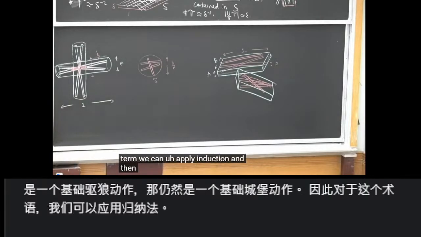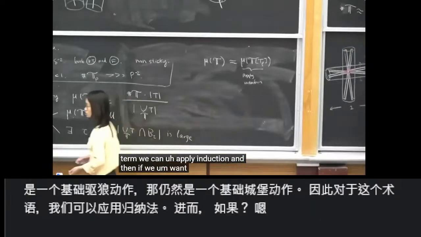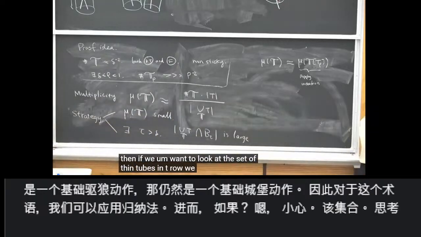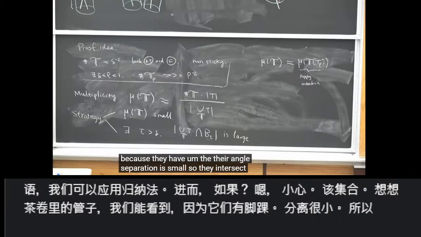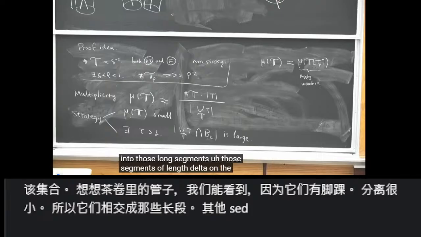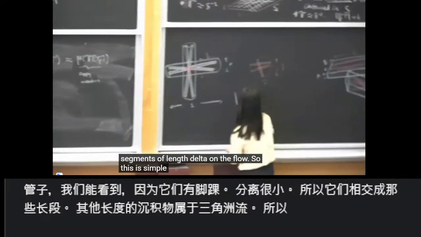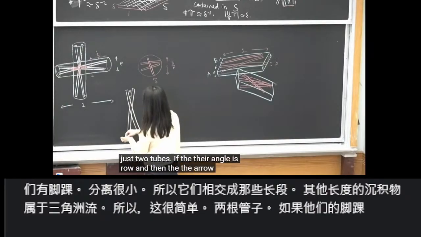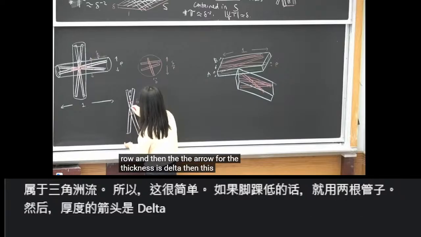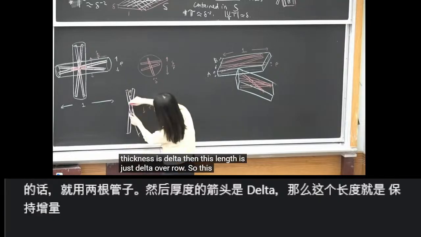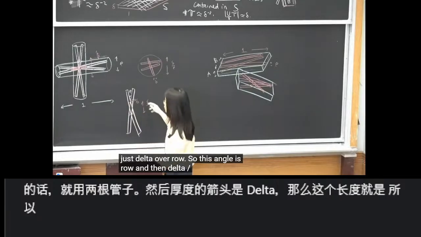And then if we look at the set of thin tubes in T rho, because their angle separation is small, they intersect in those long segments, those segments of length delta over rho. So this is simple, just 2 tubes. If their angle is rho, and the thickness is delta, then this length is just delta over rho. So this angle is rho, and then delta divided by rho.